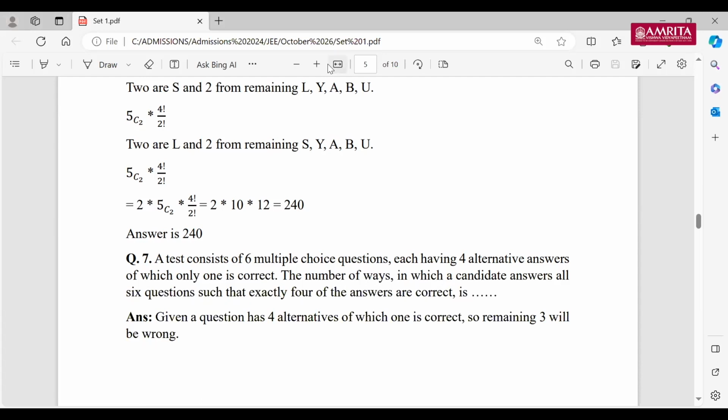Analyze the situation. Whatever is given in the question, please analyze it. I'm just going to write a test which consists of 6 multiple choice questions. And I know each question there are 4 options. And it's obvious that only one among that is correct. Now, as a candidate, I need to find out the number of ways in which I'll be answering all the questions, but exactly 4 of the answers are correct and the remaining 2 are incorrect, because it's a total of 6 that is given here.